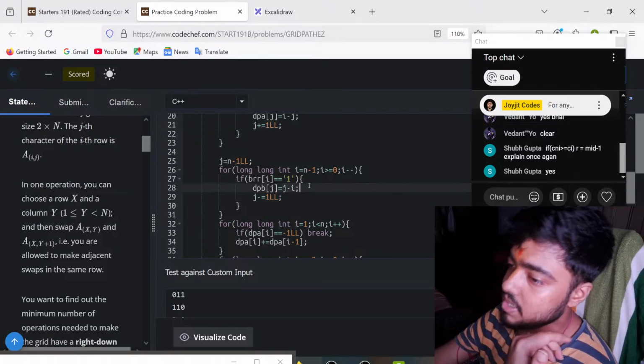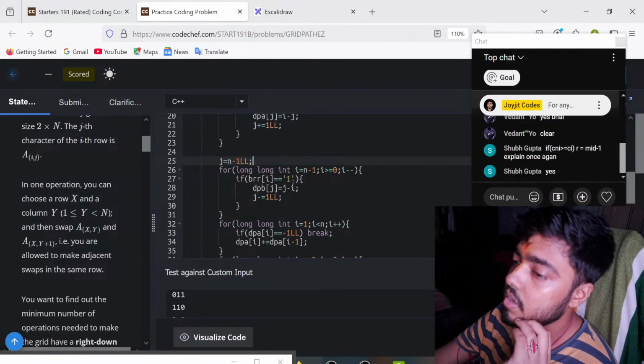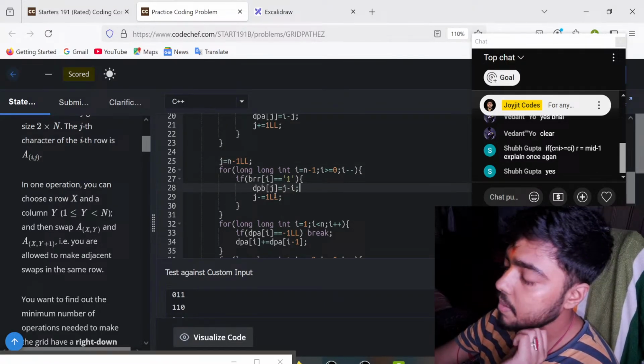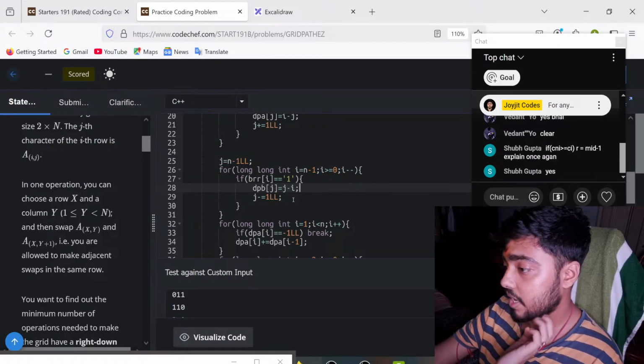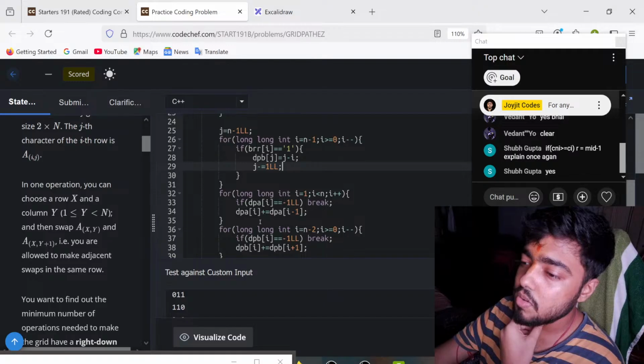G minus I, same thing. J is n minus 1. And we are checking that if there is a 1, put it at the end. If there is a 1, put it at the end, where there is not a 1. So this is very much clear, right?